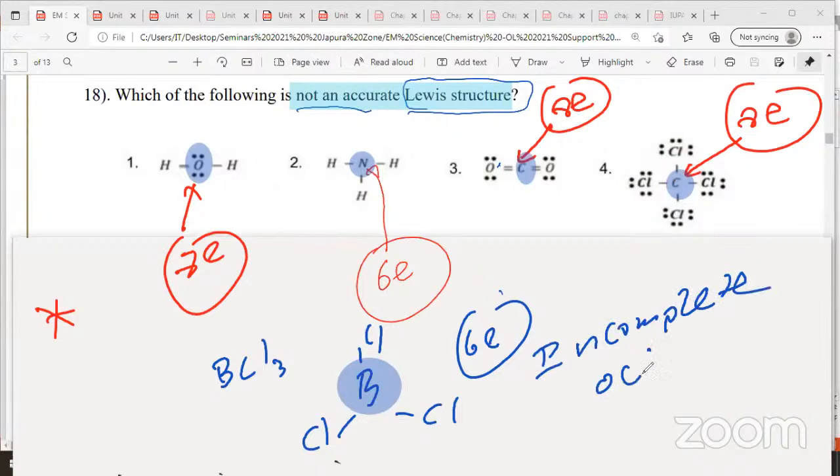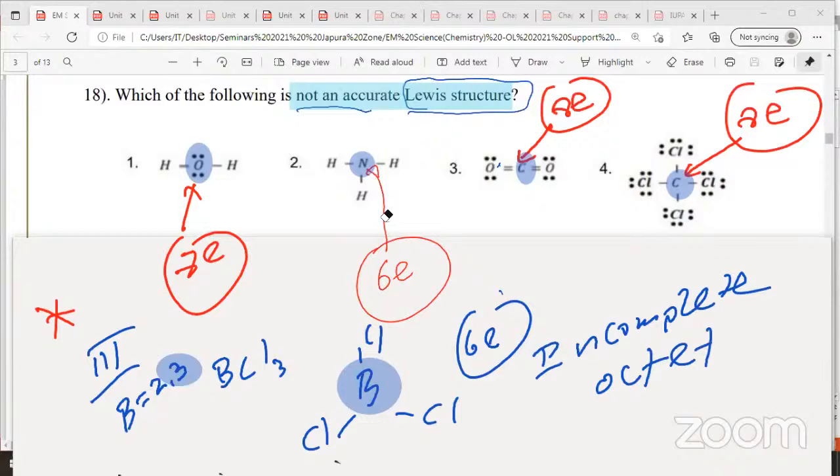Boron is group 3, so it cannot form more than 3 bonds. Outermost 3, group 3, valency 3. It can form 3 bonds and therefore it cannot form up to 4 bonds. No lone pairs are left either. All 3 electrons in the outermost shell are used up for bond formation. So BCl3 is an example of incomplete octet. So according to Lewis theory this is unstable, so there are exceptions to this Lewis theory.